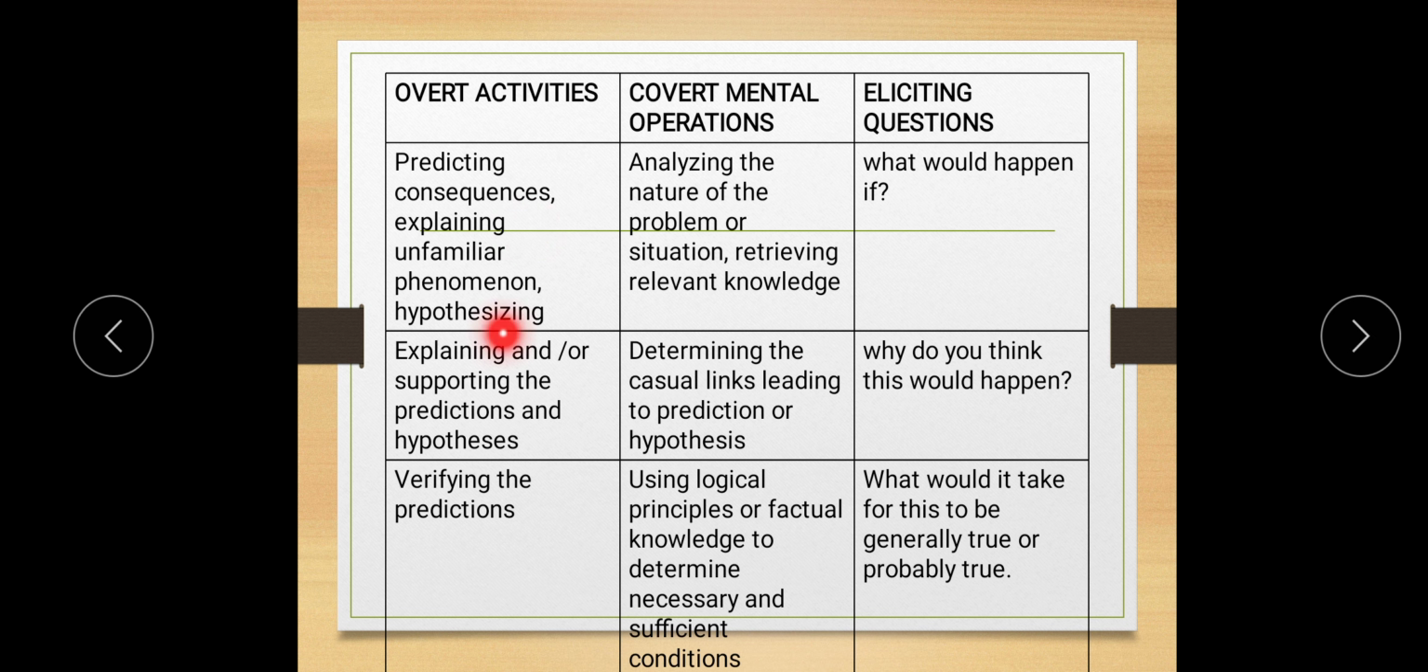Okay. Now here the overt activity which is given in the first row is predicting consequences, explaining unfamiliar phenomena or hypothesizing. That's what we were discussing, that they think about something beyond what is given. They frame hypotheses, they come up with assumptions, they predict consequences. What if wild animals are dead? What if we stop domesticating animals? What if we kill all the herbivores? What will happen if all the carnivores are extinct? They undergo extinction. What will happen if no omnivores are found? What will happen to the food chain? What will happen to the food web?